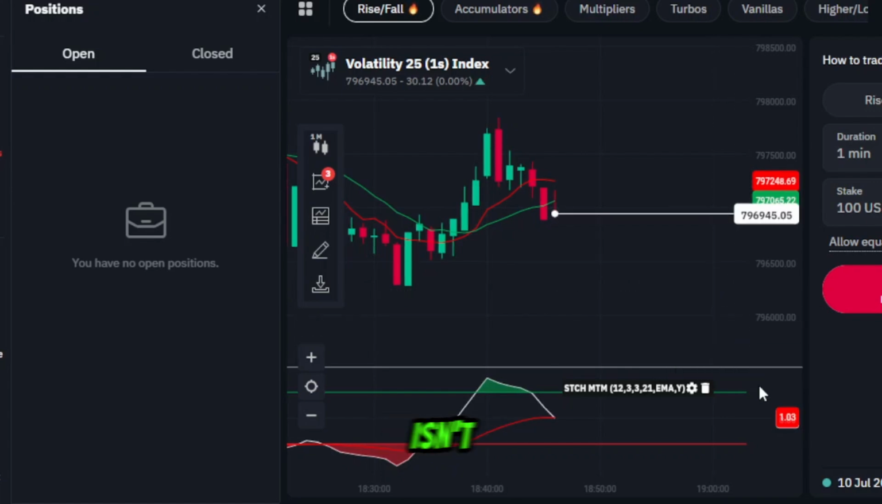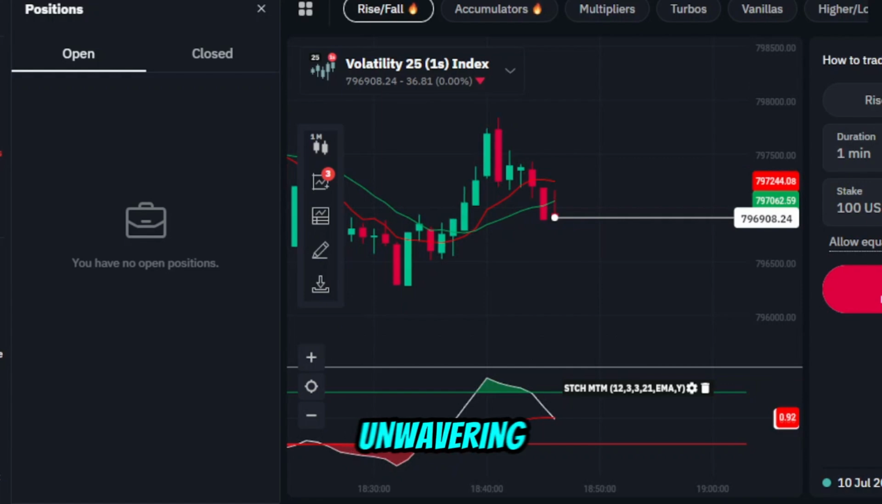Consistency in these markets isn't about chasing a single lucky win, it's about strict risk management and unwavering discipline over a massive sample size of trades.